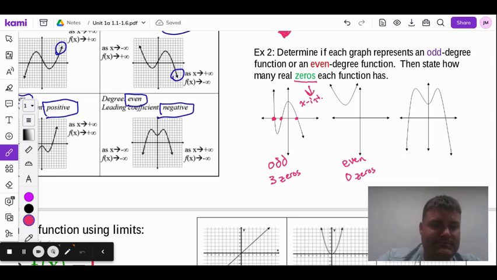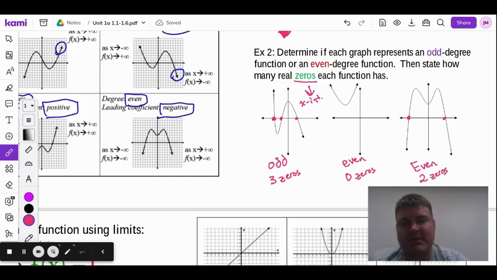Try the last one on your own. Did you get even? That's what I got too. Did you get 2 zeros? That's what I got too. Why is it even? Very good. It's even because end behavior is the same. They're both negative. And then I can count 2 zeros. 1 there, 1 there. So 2 zeros.